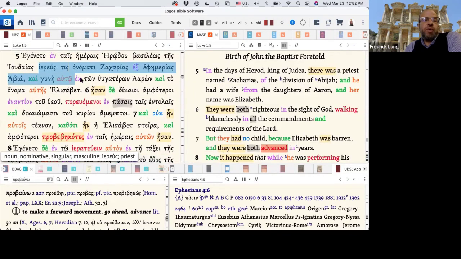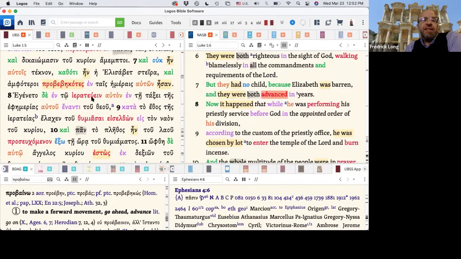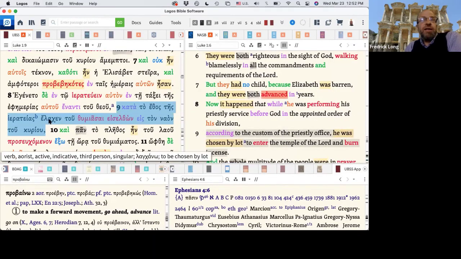There was, introducing these characters. And in this case, the content is actually a verbal, finite verbal idea. He was chosen by lot. And this is how they did it. According to the custom of the priesthood, this is Luke's way of explaining this is how they did it. They chose, and so in their division, it was their turn, their division to serve, and they cast the lot, and it fell to Zechariah.